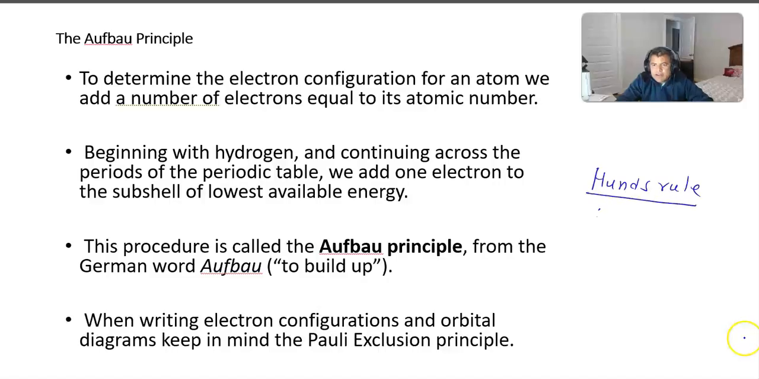Hund's rule says that if electrons are filling, then first of all fill electrons with parallel spin. So first of all electrons should be filled with the parallel spin and then go.